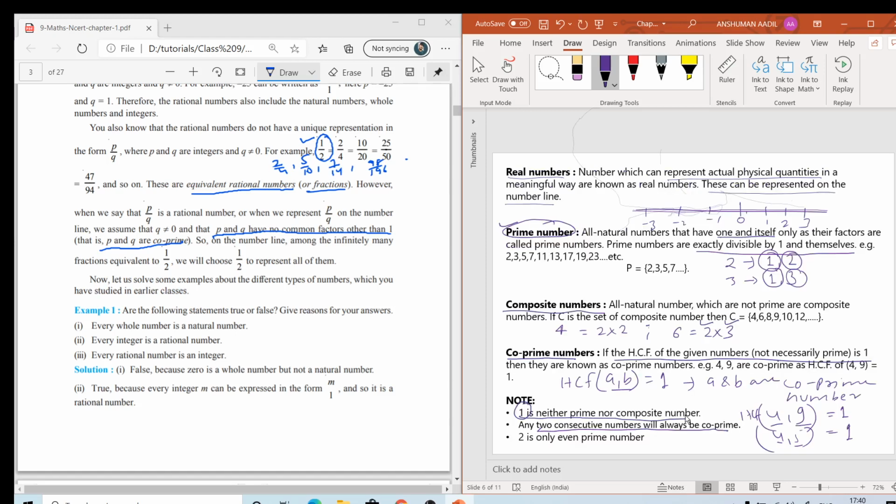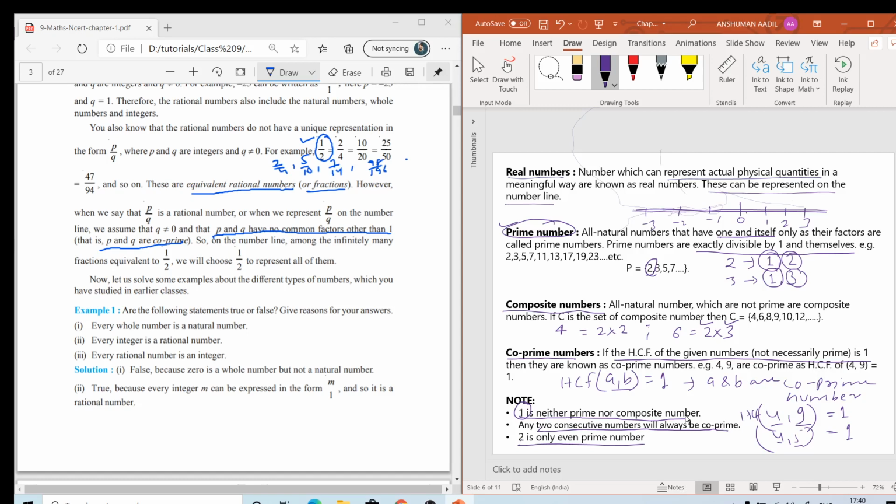Fine. And last, we can also note down, this is very common here, that 2 is the only even prime number.